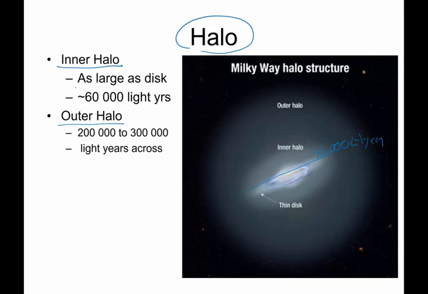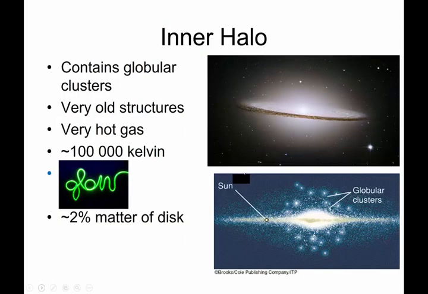The inner halo is about as large as the disk. Now, the disk is about 90,000. The inner halo is not quite that big, but the inner halo has a diameter of about 60,000 light years. The outer halo is huge, 200 to 300 thousand light years across. This outer halo is a very, very large ball of matter that is outside our Milky Way. So let's talk a little bit about each of these.